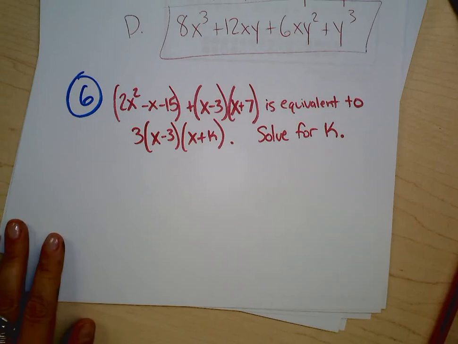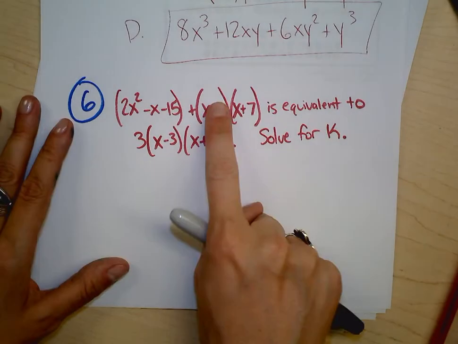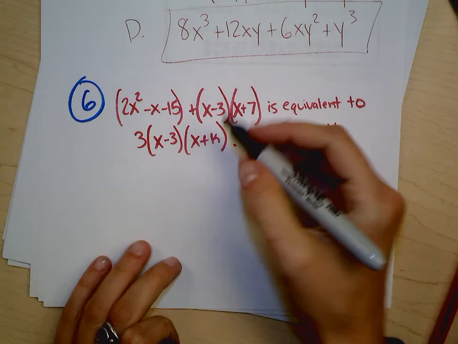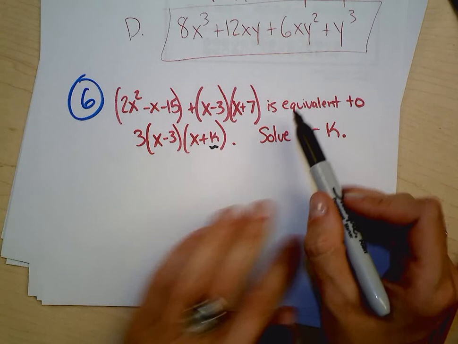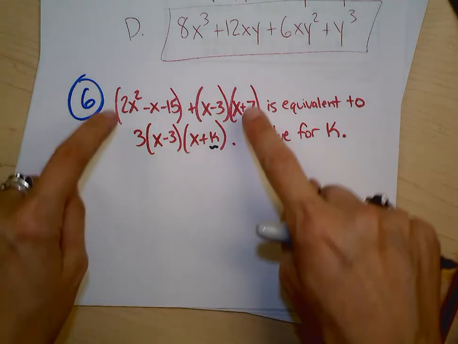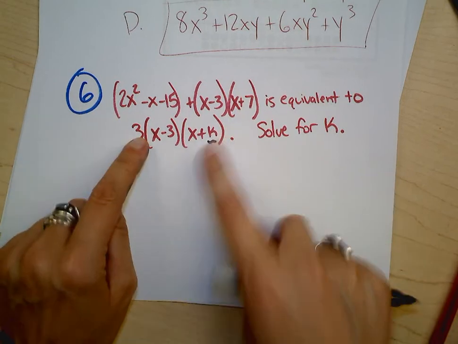Okay, this question confused a lot of students, and I think it was mostly the wording. So it said, all of this is equivalent to this, so solve for k. Well, here's my k value here, and is equivalent to means equals. So what I want to do, I want to set this equal to this and see what k is.